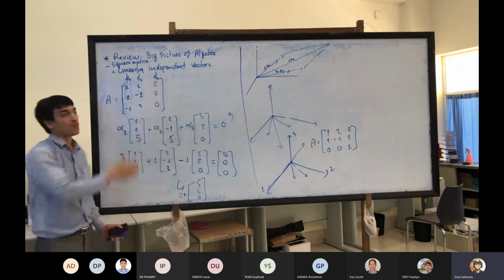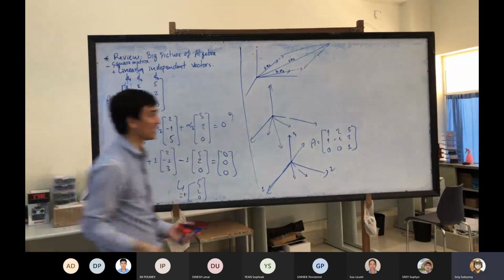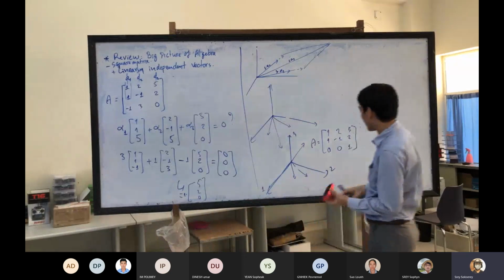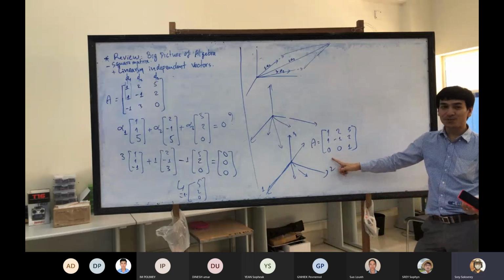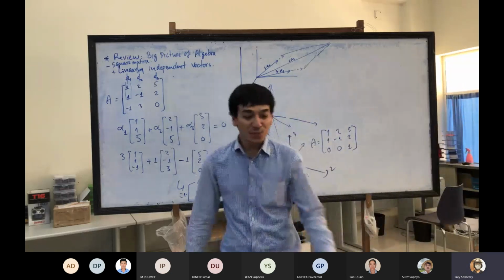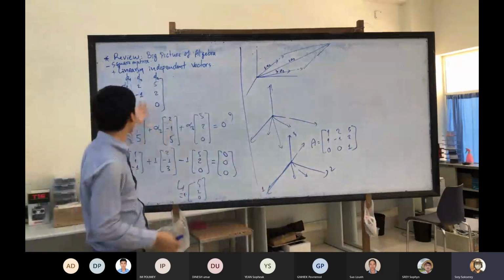If columns are dependent, rows are also dependent, always. So this is one more property you just learn, okay? This is interesting. This one can produce volume. So what volume has to do with some property of algebra of a matrix A.